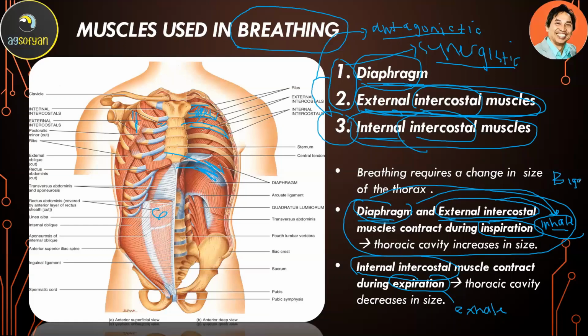Okay, the chest will be bigger. So when the chest is bigger, it's going to be ready to receive more air from outside. Therefore, we perform inhalation. Now, what happens when the internal intercostal muscle contracts?